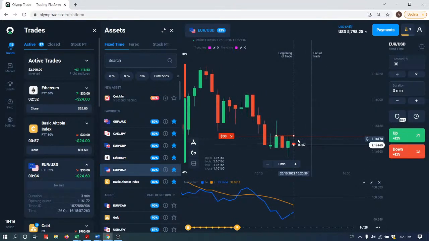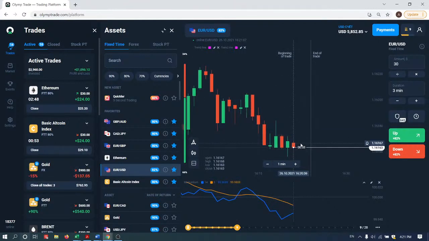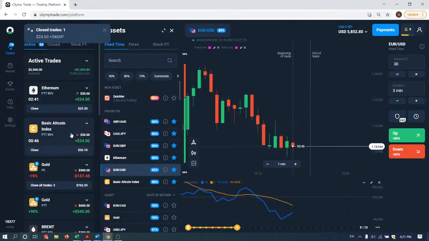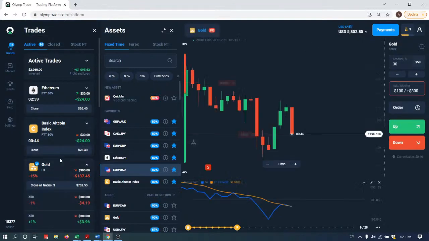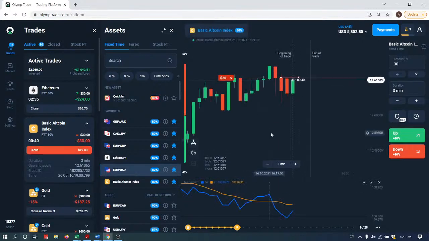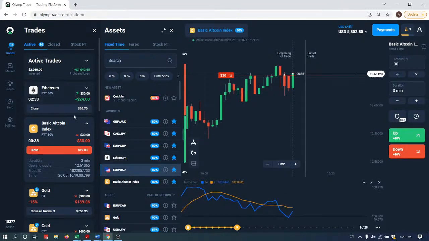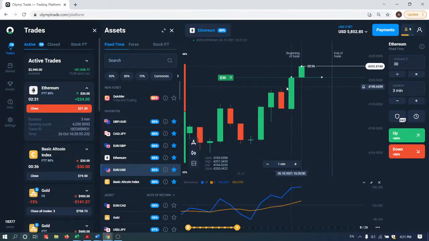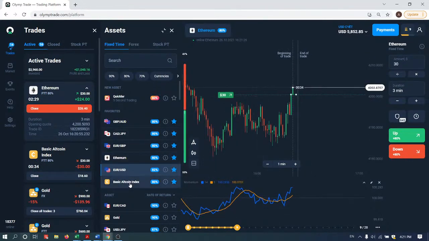And 5 seconds to go on the Euro USD trade. 2, 1. Yes, another win. And I think now the score is 7-6. And I have basic altcoin index. And Ethereum pushing upwards.